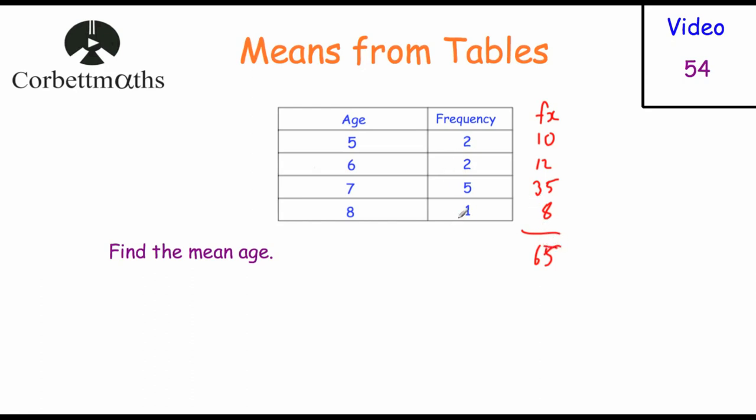Now we need to divide that by how many people there were. Well, if we look at the frequencies and add those up, there's 2, 2, 5, and 1. So 2 plus 2 is 4, plus 5 is 9, plus 1 is 10. So altogether there were 10 people. So if we do the total, which is 65, divided by 10, that would tell us the mean age. So 65 divided by 10 is 6.5. So the mean age is 6.5.